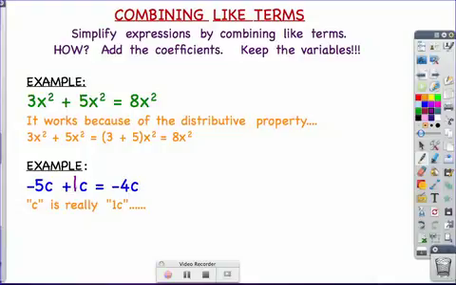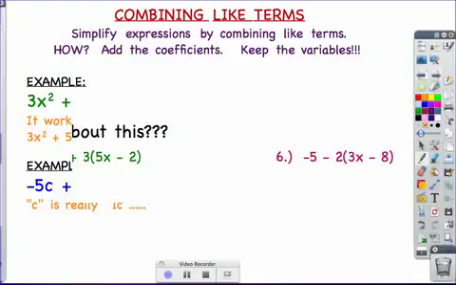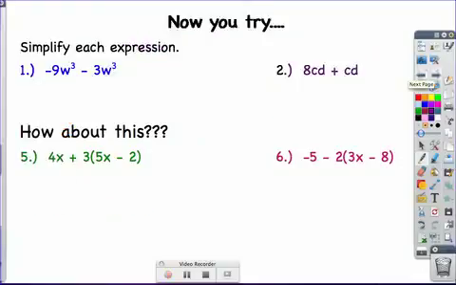Number 1, -9w cubed minus 3w cubed. We keep the w cubed. -9 minus 3 is -12. Number 2, 8cd plus cd. This has a coefficient of 1, so our answer is 9cd.